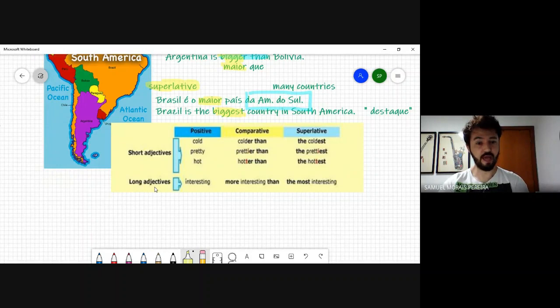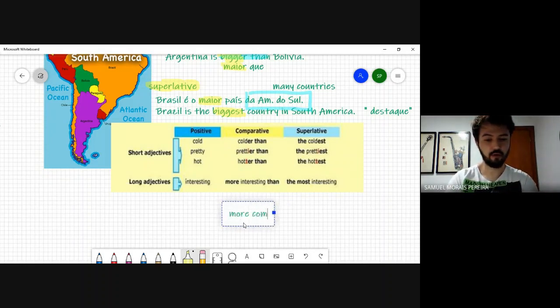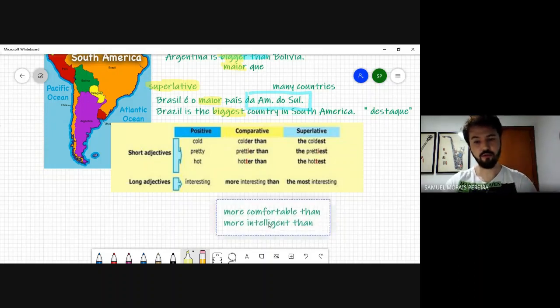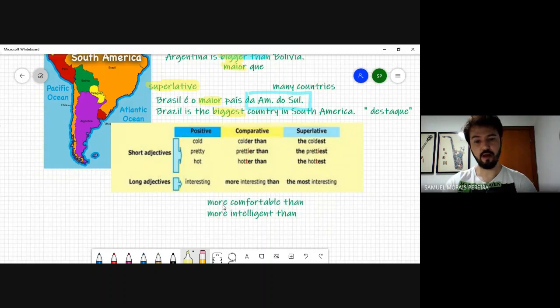When you have a long adjective, vejam que é diferente a forma, olha. When you have a long adjective, para você falar no comparativo, you say more and then than. So, more interesting than, more comfortable than, more intelligent than. Can you see? I have to use more when I have a long adjective, okay?